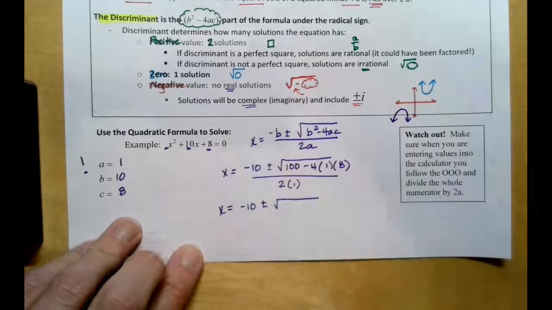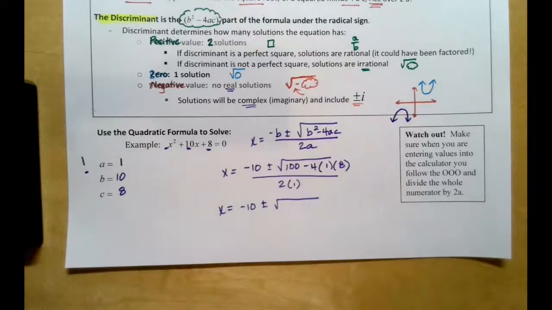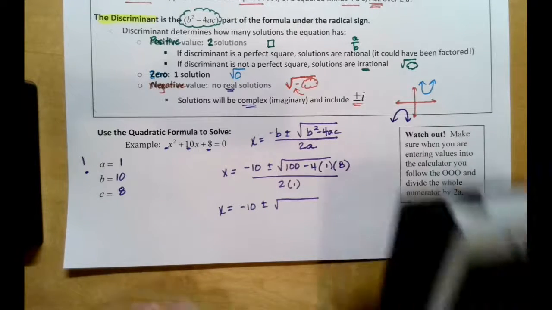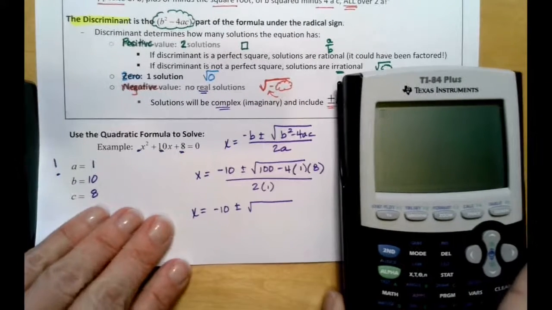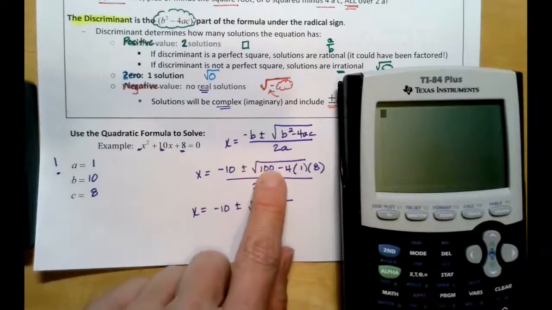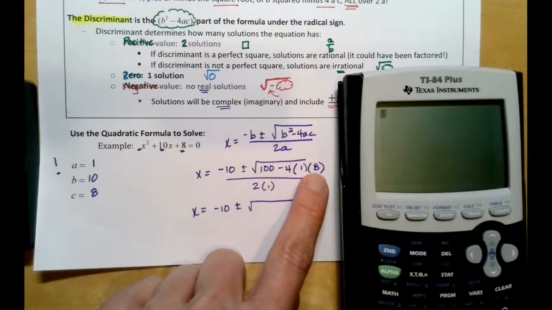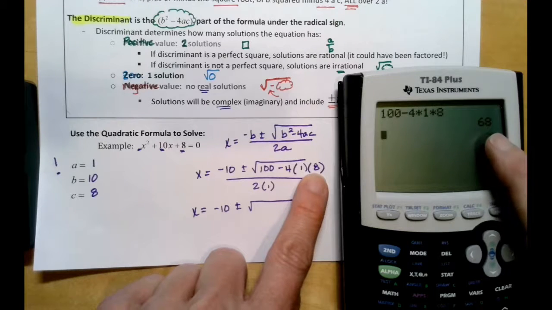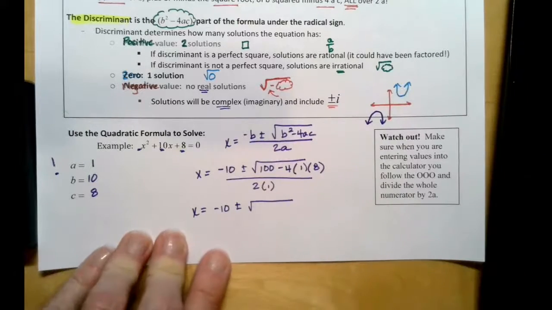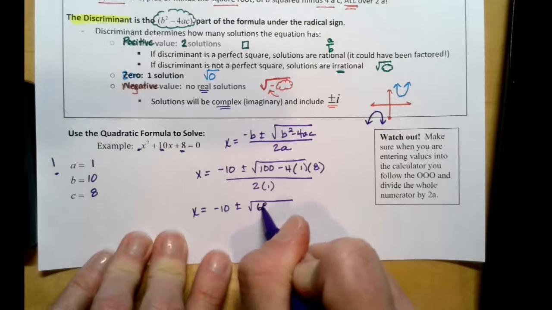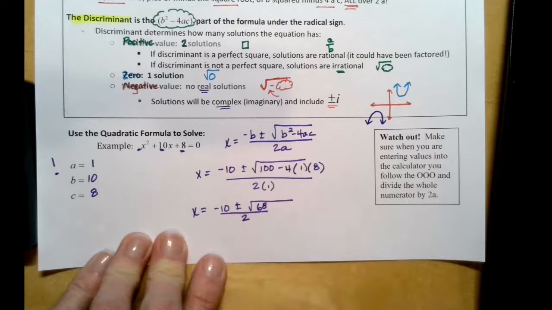Now typically here is where I'll grab my calculator because I'm not going to risk making a silly computation error. So I'm going to go ahead and type what's underneath this radical sign, 100 minus 4 times 1 times 8. And if you notice, I get a value of 68. So when I go ahead and type that in, I'm going to say 68, all over 2.